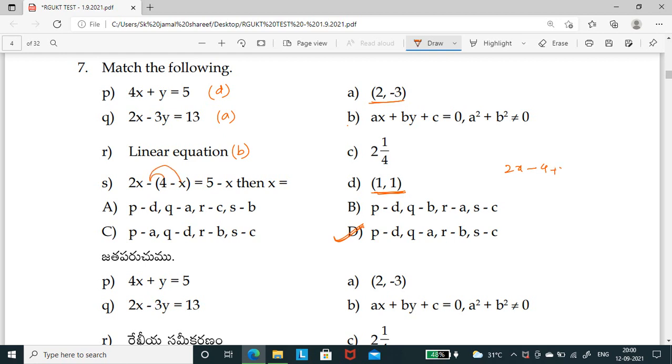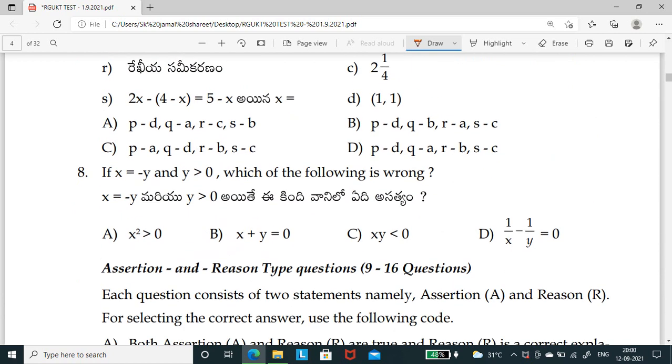So 2x minus 4 plus x is equal to 5 minus x. So 2x plus x is 3x minus 4 is equal to 5 minus x. So when you transpose the like terms, it becomes 4x is equal to 9. So x is equal to 9 by 4. So 9 by 4 can be written as 2 1 by 4. Next, moving on to question number 8.